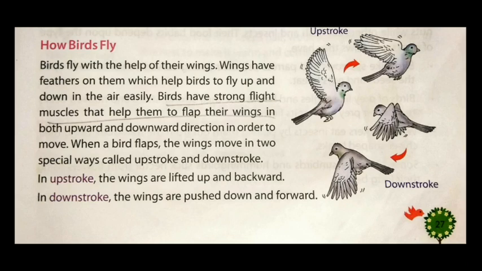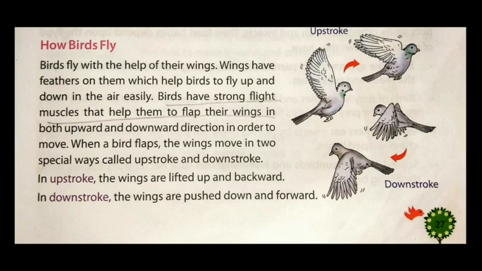Birds fly with the help of their wings. Wings have feathers. How many wings? Two. One pair of wings, two wings, have feathers on them which help birds to fly up and down in the air easily. Birds have strong flight muscles that help them to flap their wings in both upward and downward direction in order to move.